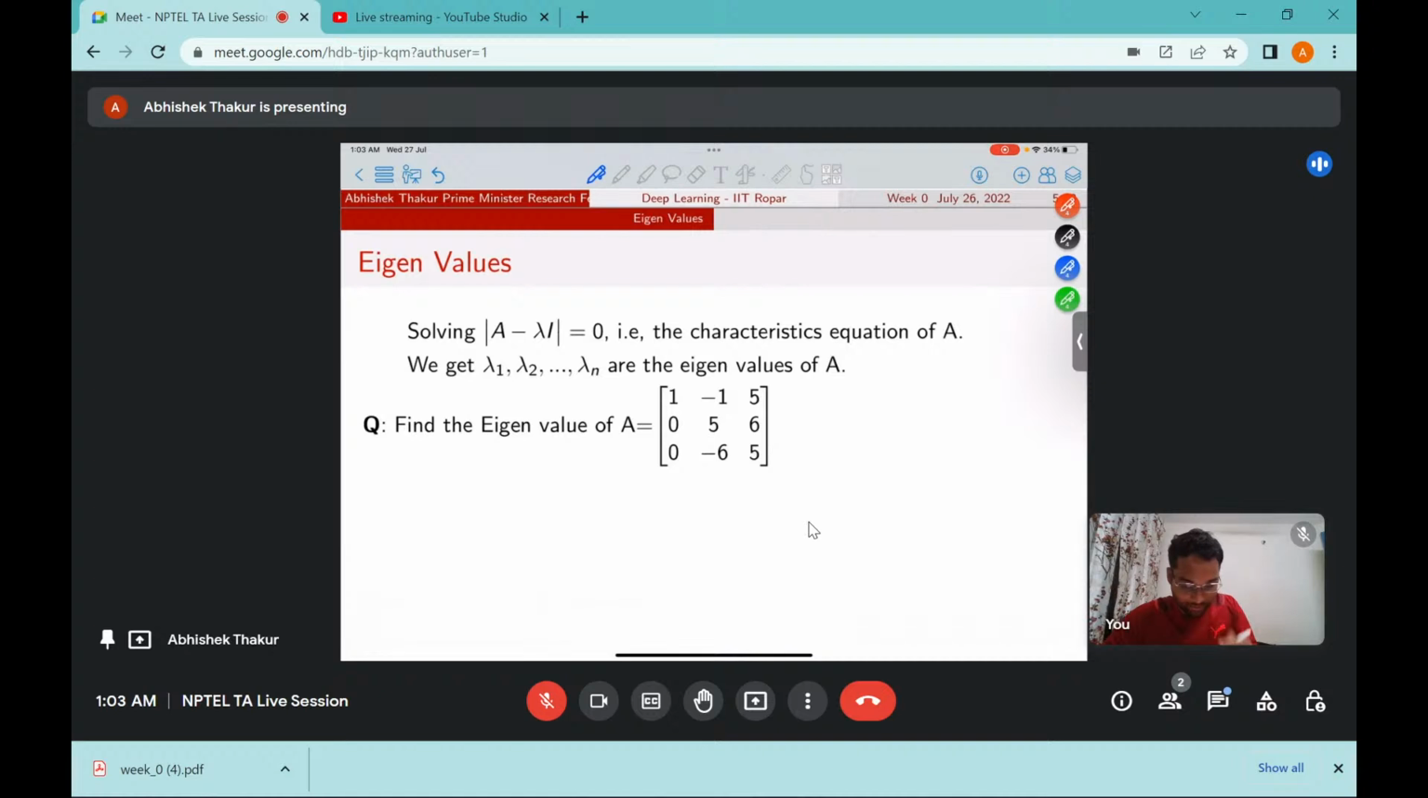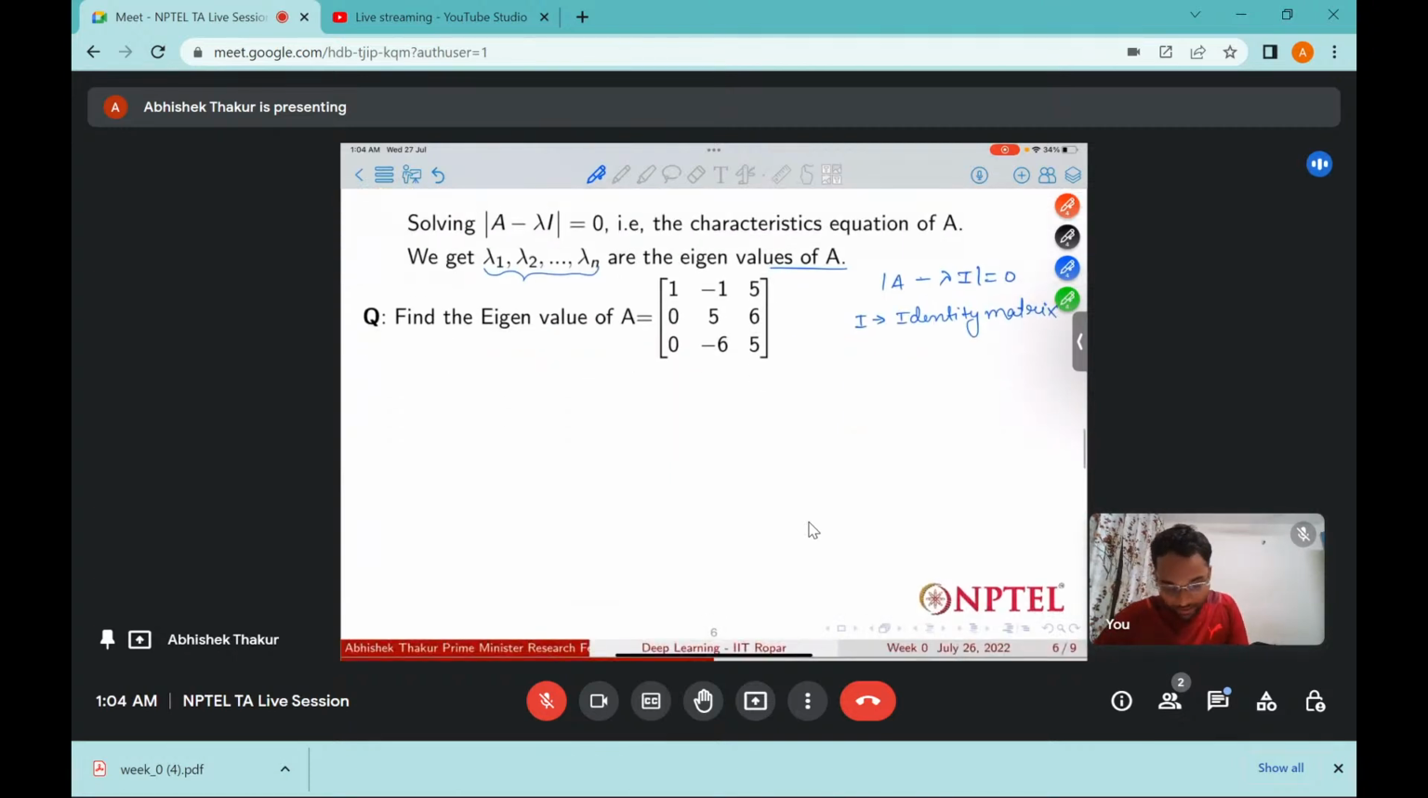Coming to the next concept, that is eigenvalue. So how to calculate the eigenvalues of a matrix? To calculate eigenvalues, we have to solve the characteristic equation A minus lambda I is equal to 0. Here I is the identity matrix of order of the matrix A. So in this way, we will get lambda 1, lambda 2 and lambda n, where n is the order of the matrix. These are the eigenvalues of A. So we'll solve one question based on this.